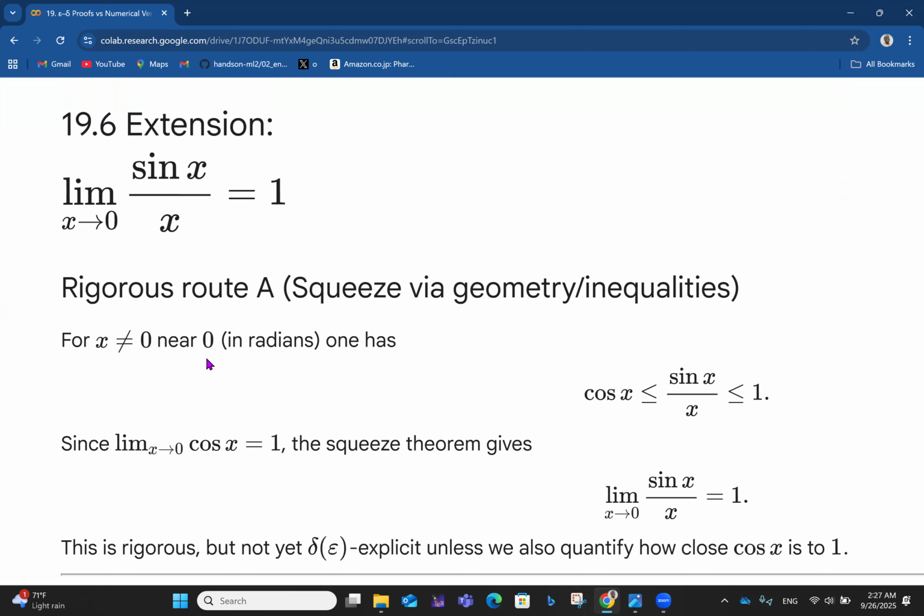For x not equal to 0, near 0 in radians, one has that cos x will always be less than or equal to sine x over x, and that will always be less than or equal to 1. So as far as x is not at 0, since the limit of cos x as x approaches 0 is 1, the squeeze theorem gives that the limit as x approaches 0 of sine x over x is simply 1. And of course, you can also go using L'Hopital's rule.